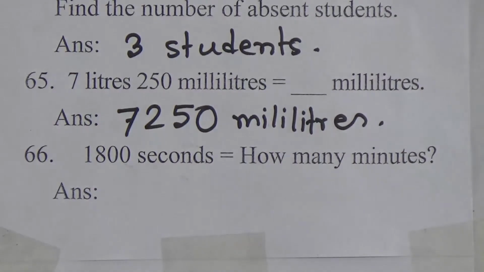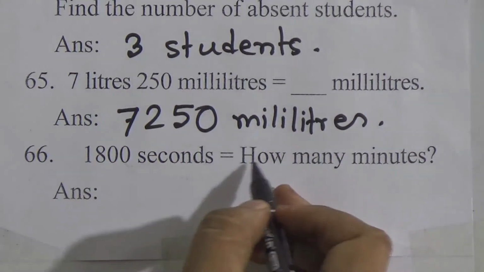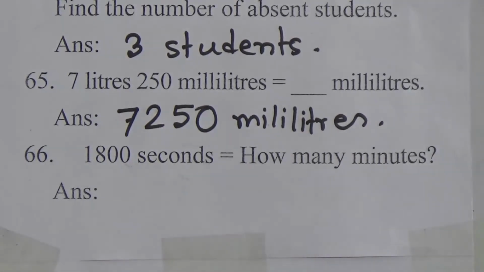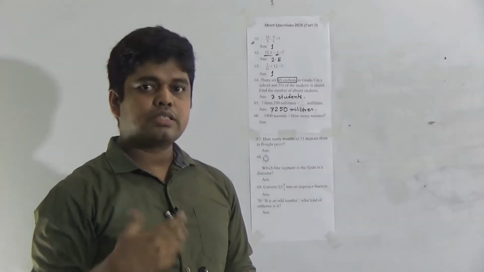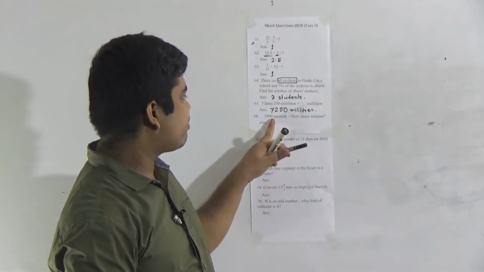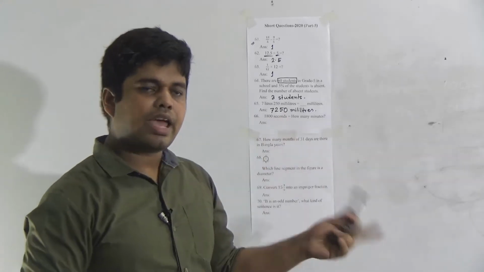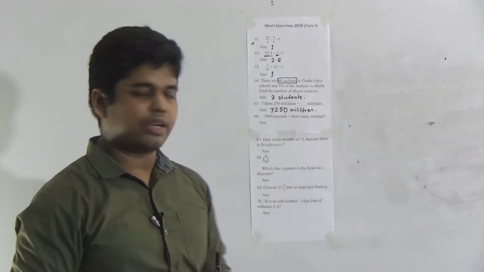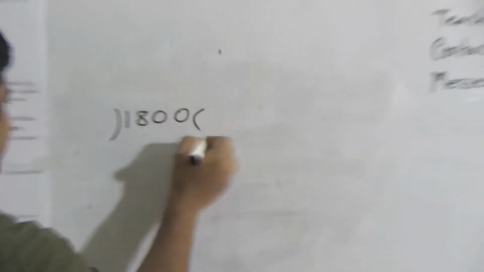At first we read the question. Here 1800 seconds equal to how many minutes? To solve this question, at first you need to know how many seconds make 1 minute. We know that 60 seconds make 1 minute. For this reason, we divide this 1800 seconds by 60 and we get the required number of minutes. So notice 1800 here is the dividend and 60 is the divisor.